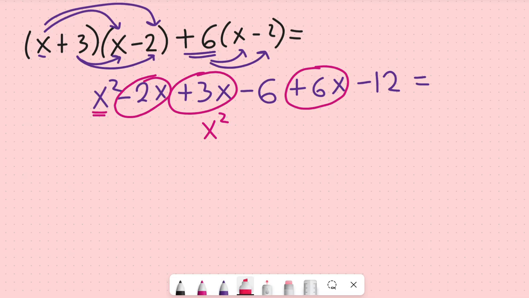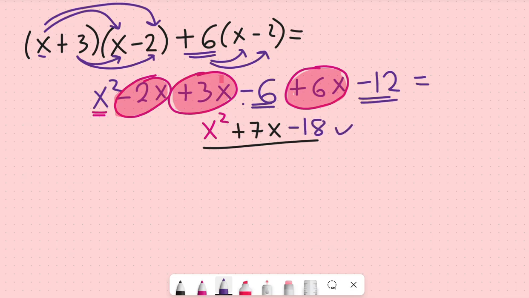The way I do it is first I collect the positive ones. So we have 6x, we add 3 more to that, so 6 plus 3 is 9x, but then 9 minus 2 will be 7x. So we have x squared plus 7x. Finally, we have minus 6 minus 12. Negative 6 and negative 12 will be negative 18. That's our final answer. X squared plus 7x minus 18.